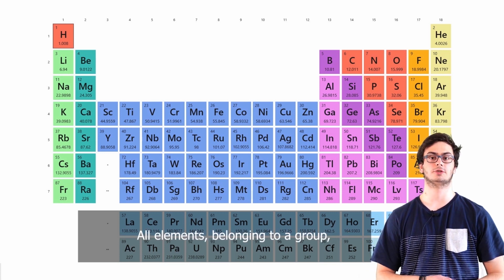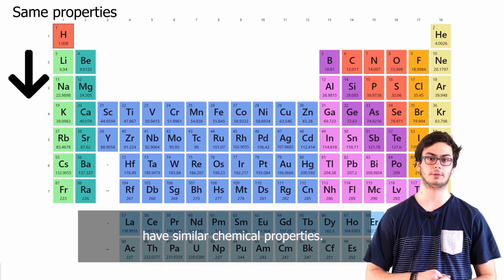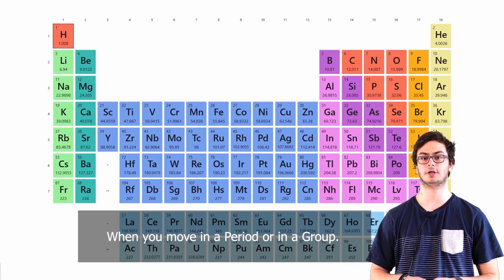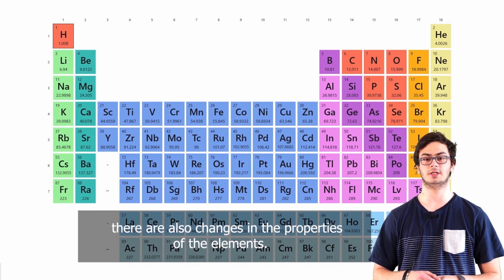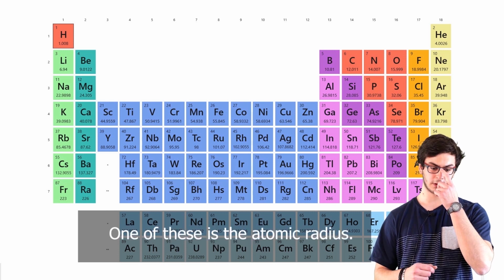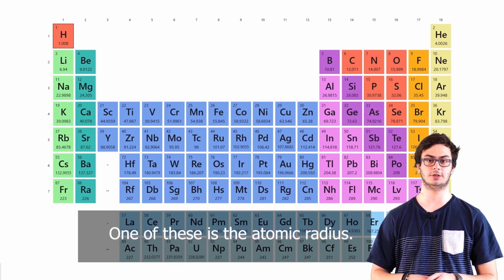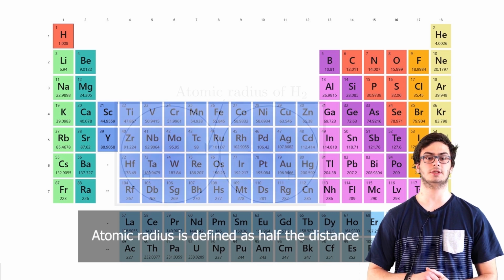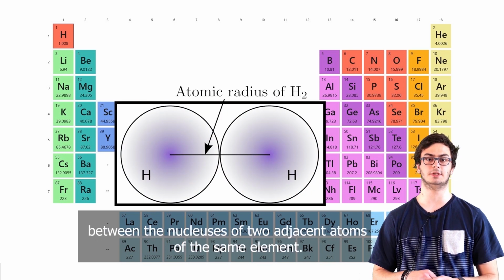All elements belonging to a group have similar chemical properties. When you move in a period or in a group, there are also changes in the properties of the element. One of these is the atomic radius. Atomic radius is defined as half the distance between 2 adjacent atoms of the same element.